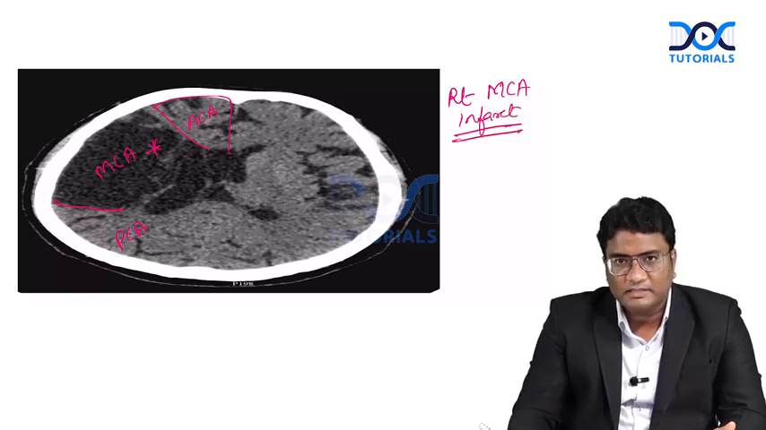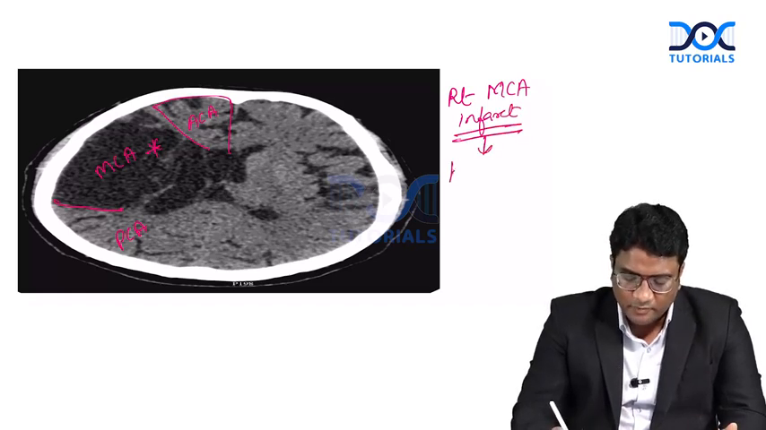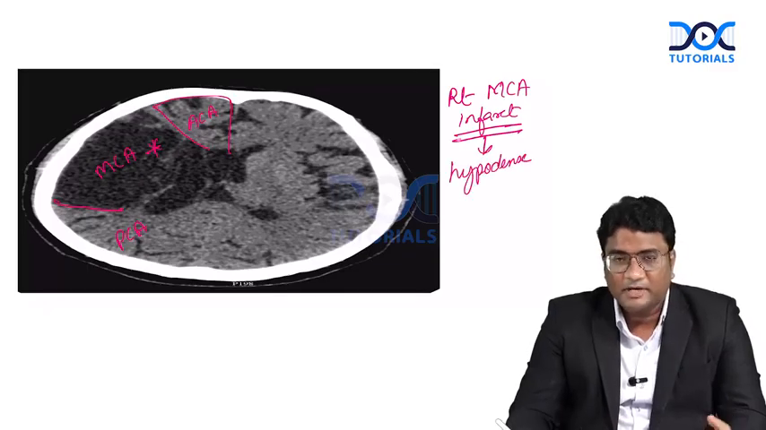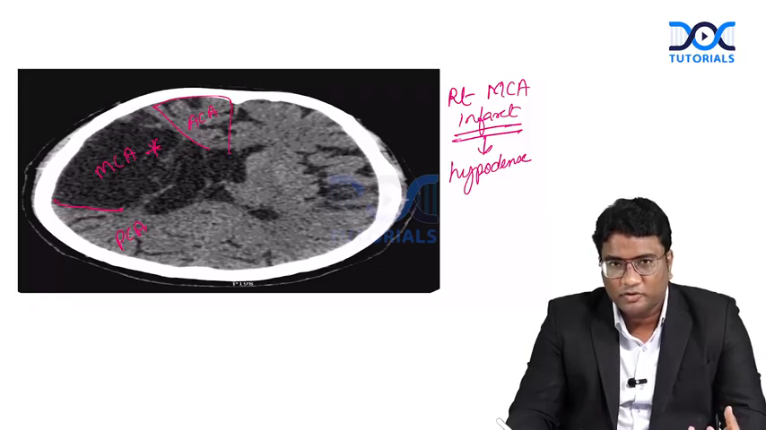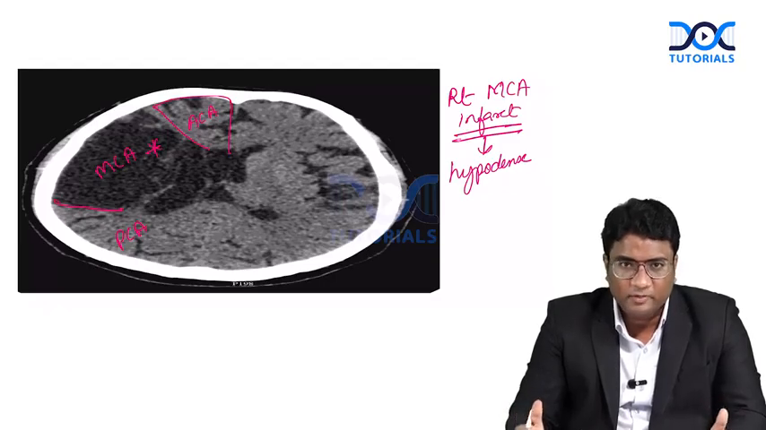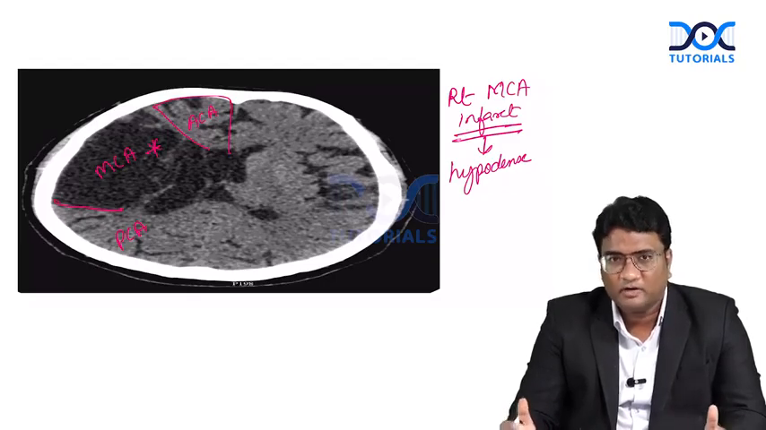So infarcts, these are hypodense on CT, and the hemorrhage will appear hyperdense. You saw hypertensive bleed, putaminal bleed, the hemorrhagic strokes, they will be hyperdense. Whereas infarcts may be hypodense or sometimes the CT may be normal, showing you the hyperdense MCA sign. So think of infarct as something that is appearing dark or hypodense on CT or can appear normal also.